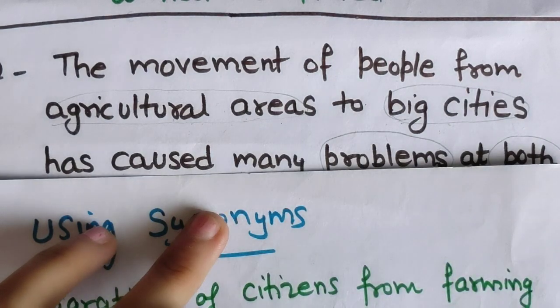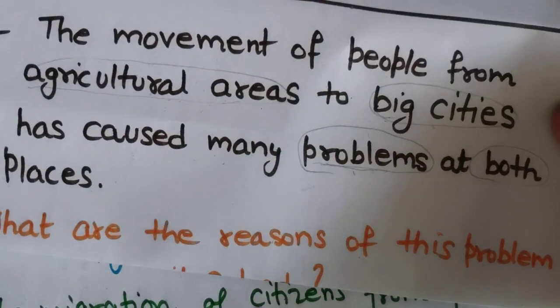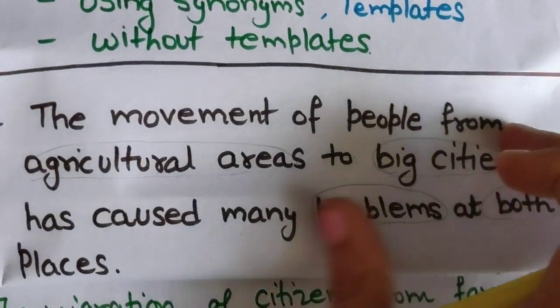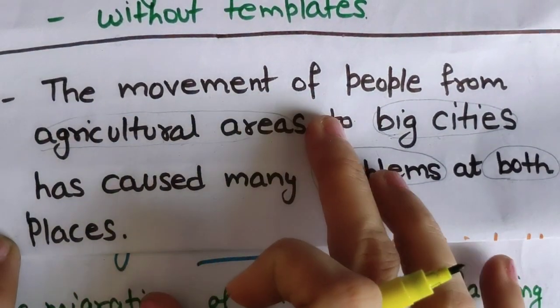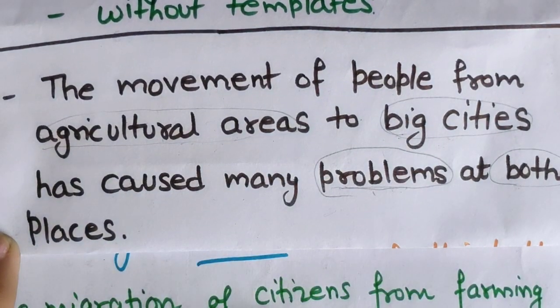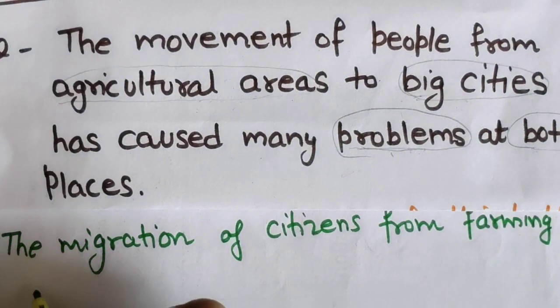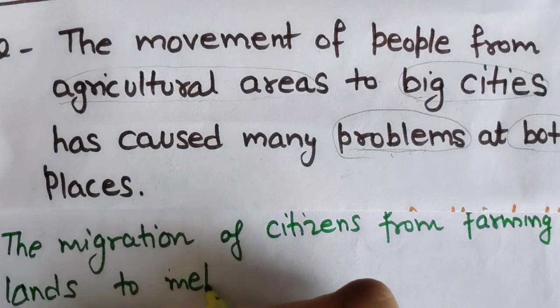I'm telling you, if you do not know how to write an introduction, please follow this method. It is a very easy method, and you can easily follow it. There is no problem in this, but you should not disturb the sentence sequence. You just write another word for the words, and some words you should not change. Like people, I have written citizens, but you can use people also, there is no problem. From farming areas, instead of areas, I will write lands. Farming lands to big cities, I will write metro cities.